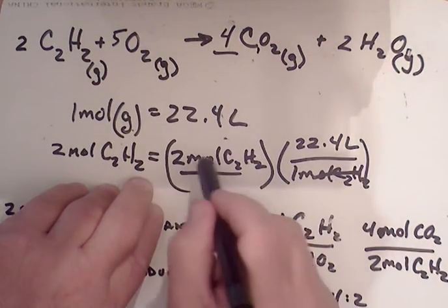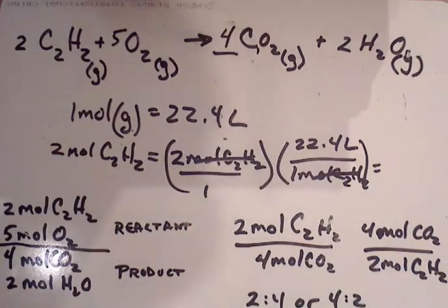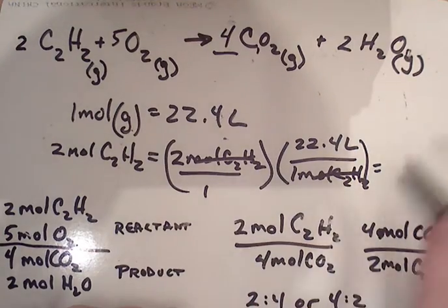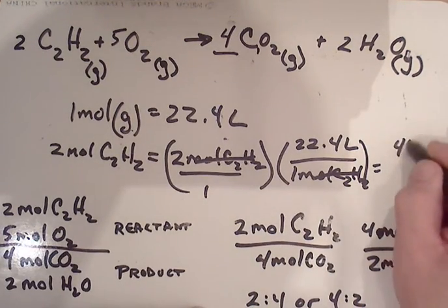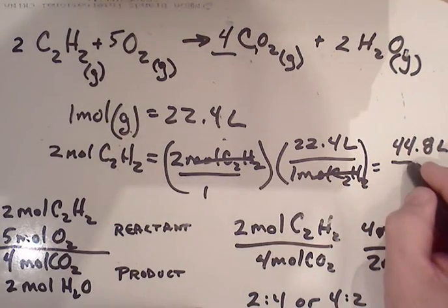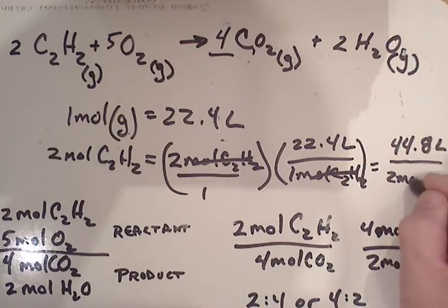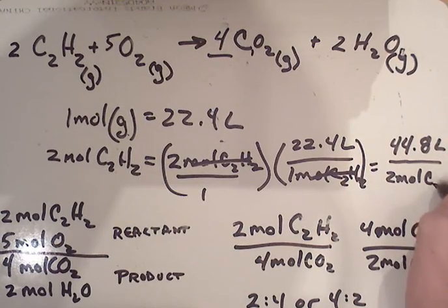So we can cancel the moles here and cancel the moles here. So then the rest is math. We can take 22.4 and multiply it by 2, so that gives us 44.8 liters for 2 moles of C2H2.